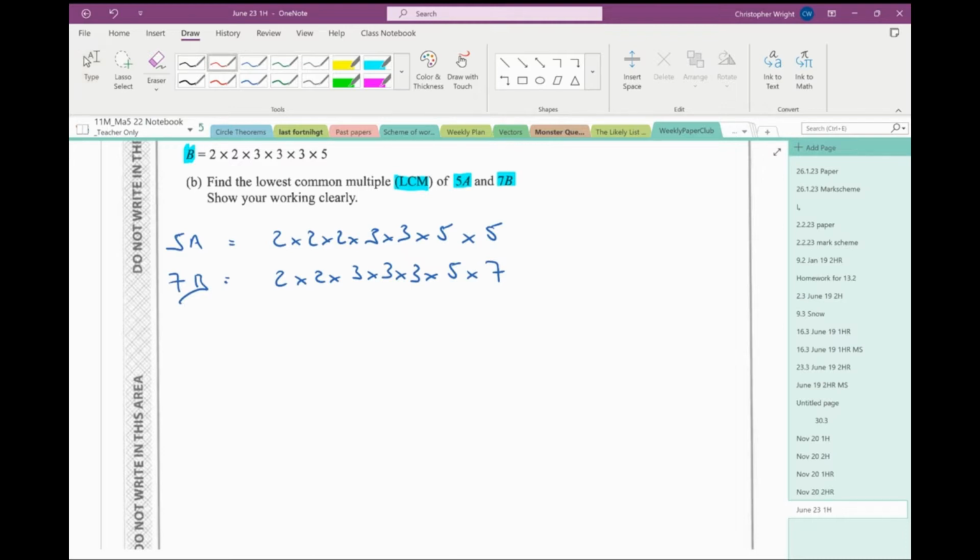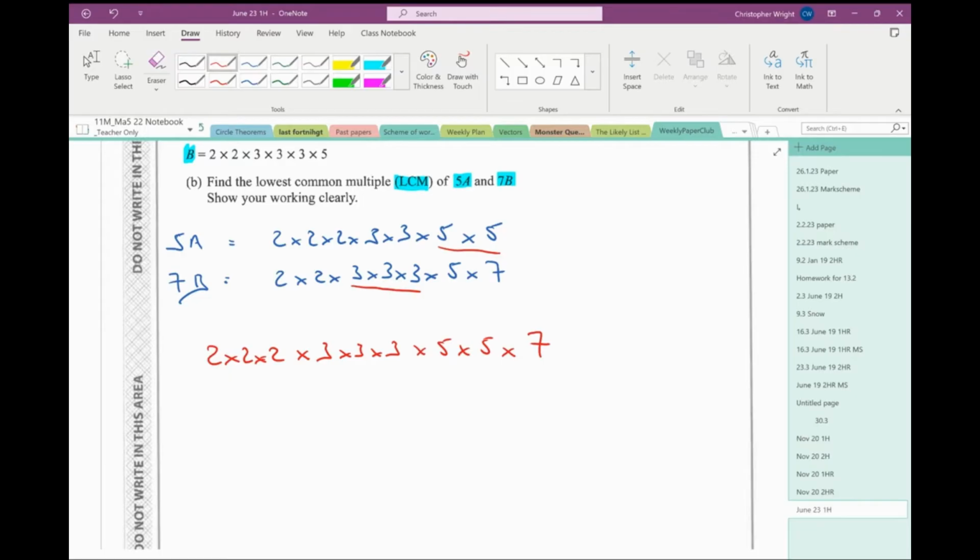Let's have a look at the 2's first. I've got 2 cubed here and 2 squared here, so I'm going to need to have 2 times 2 times 2 in my number if my number is to divide by 5A and also divide by 7B. I'm going to need 3 cubed because I've got 3 times 3 times 3 in one of my numbers. I'm going to need 5 squared, and I'm going to need a 7.